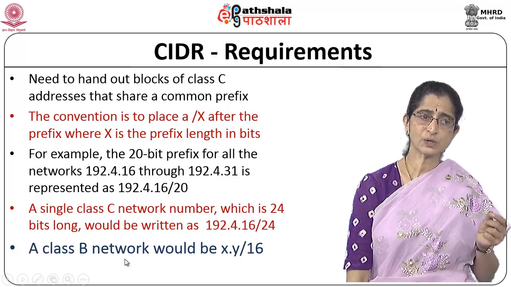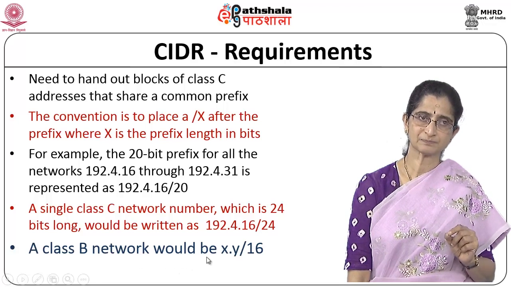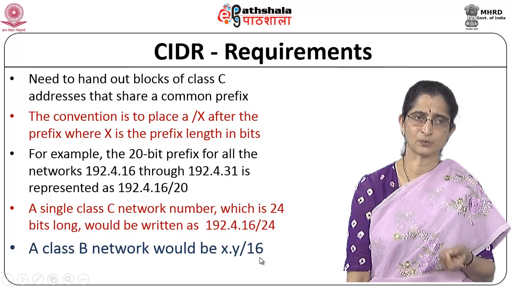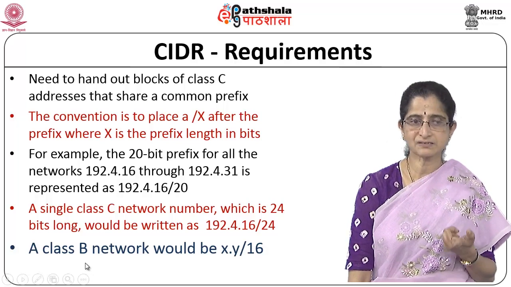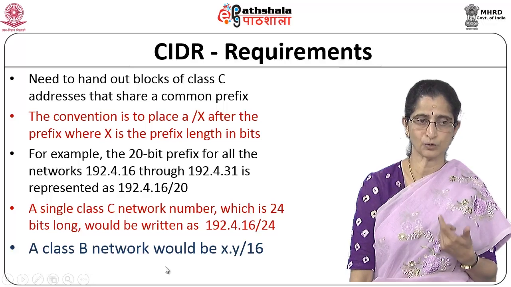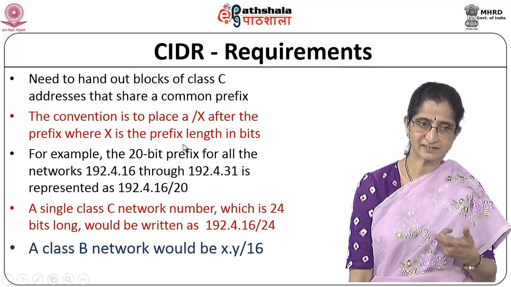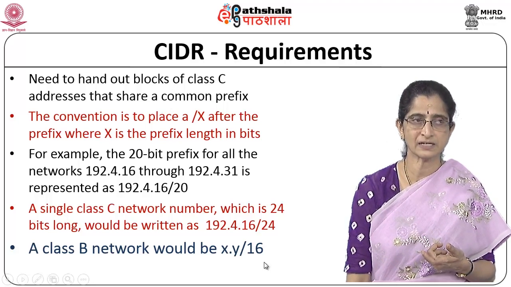A class B network similarly would be written as x.y/16, because a class B network basically has 16 bits in the network part and 16 bits in the node part. So, in the CIDR addressing scheme, a class B network would be represented like this.